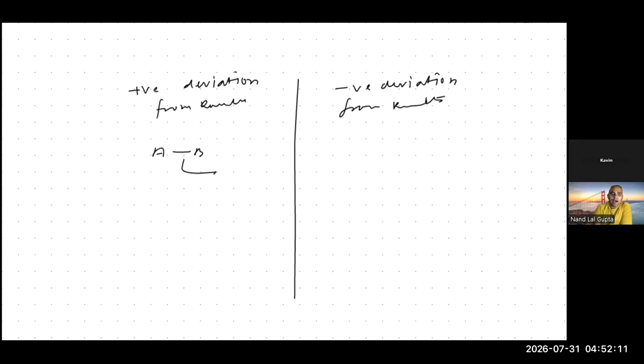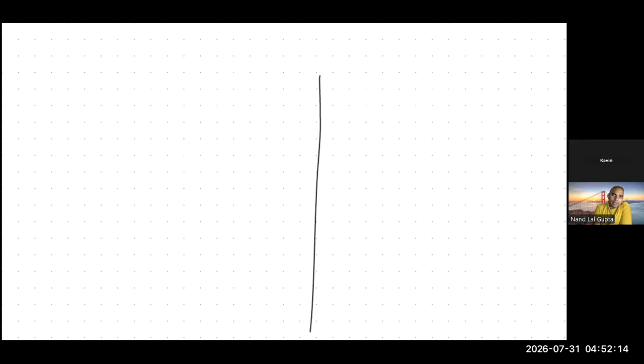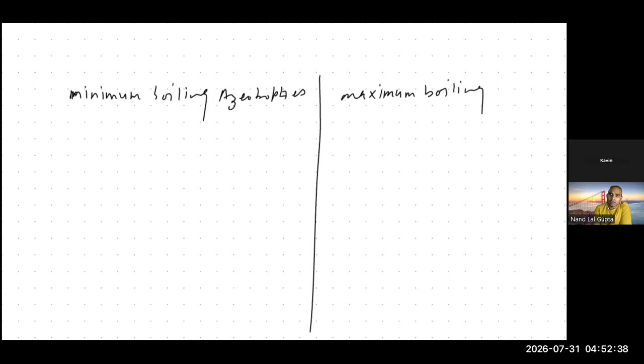So I'm not asking for the explanation from you, examples also. You know very well. Maximum, minimum. This is minimum boiling azeotrope. What is actually azeotrope? Maximum boiling azeotrope. This is also related to a non-ideal solution.